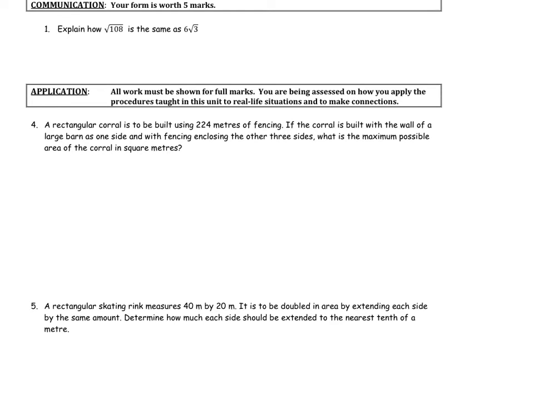The next question says, explain how square root of 108 is the same as 6 square root of 3. We can say that square root of 108 can be written as square root of 36 times 3, which is the same as square root of 36 times square root of 3, but square root of 36 is 6, so we get 6 square root of 3, which is the same as what it wants.